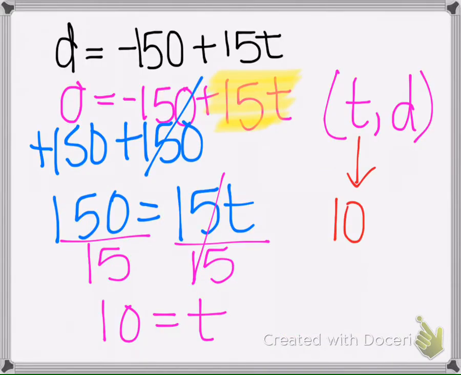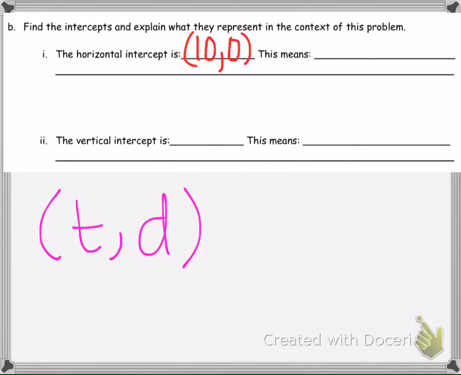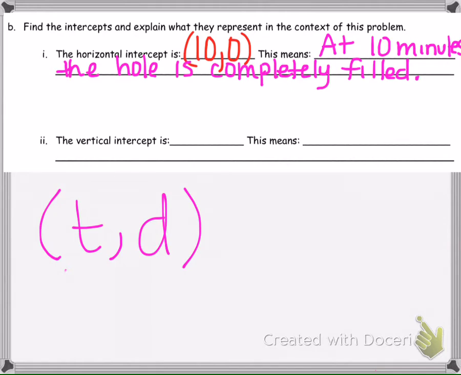So when the time is 10 minutes, the depth we plugged in was 0. So that is our ordered pair. Now we need to explain what this represents. In 10 minutes, the depth is 0. What that means is it's going to take 10 minutes to fill the hole. So at 10 minutes, the hole is completely filled. Instead of saying at 10 minutes the depth is 0, it makes more sense to explain what that 0 represents. It means that the hole is completely filled.